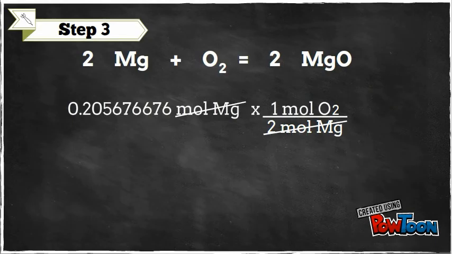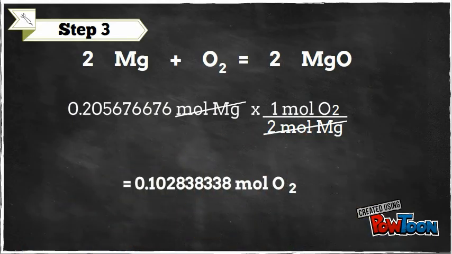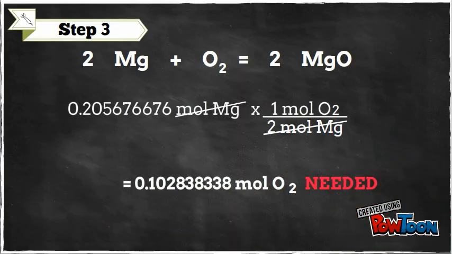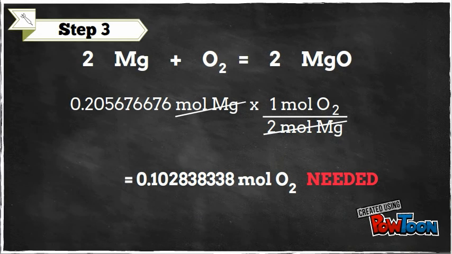So in order to react all of the magnesium, we would need about 0.1 moles of O2. This is the theoretical amount of oxygen we would need. Remember, it is not an actual amount. When you are doing limiting reactant problems, it'll really help you if you always distinguish between actual amounts and theoretical amounts. So I suggest that you write whether it's actual or theoretical after the molar quantity.